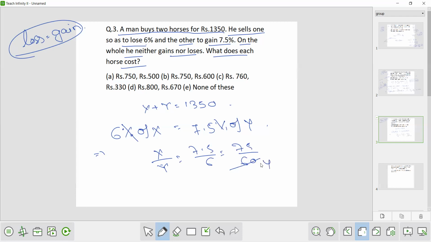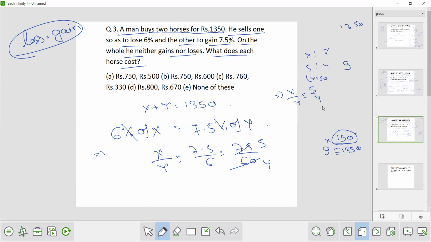So 15 4 ja, 15 5 ja. So x by y is how much? 5 by 4. That is x is to y, 5 is to 4. So virtual value is 9, the real value is given 1350. So 9 is equivalent to 1350. How many times? So 9 times 150. So each value will get multiplied by 150.